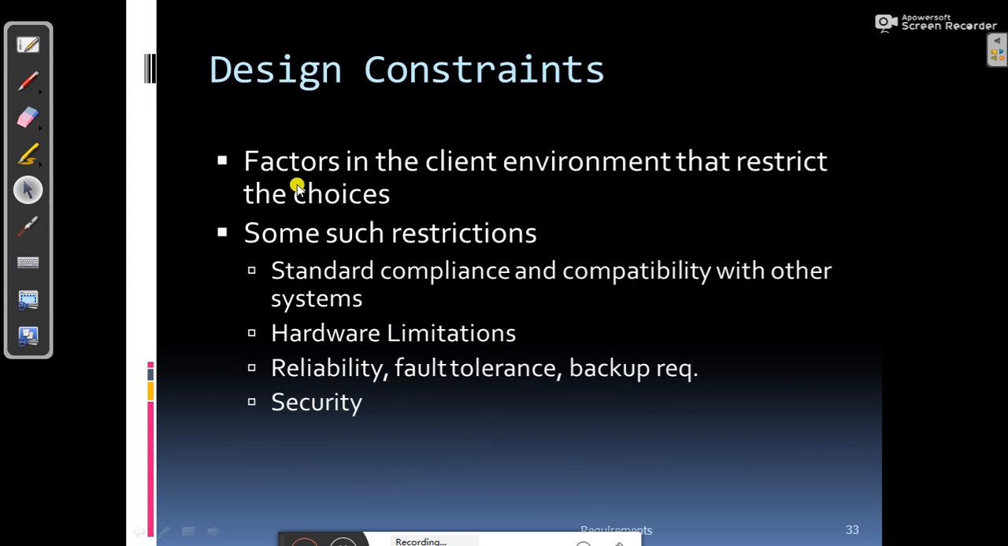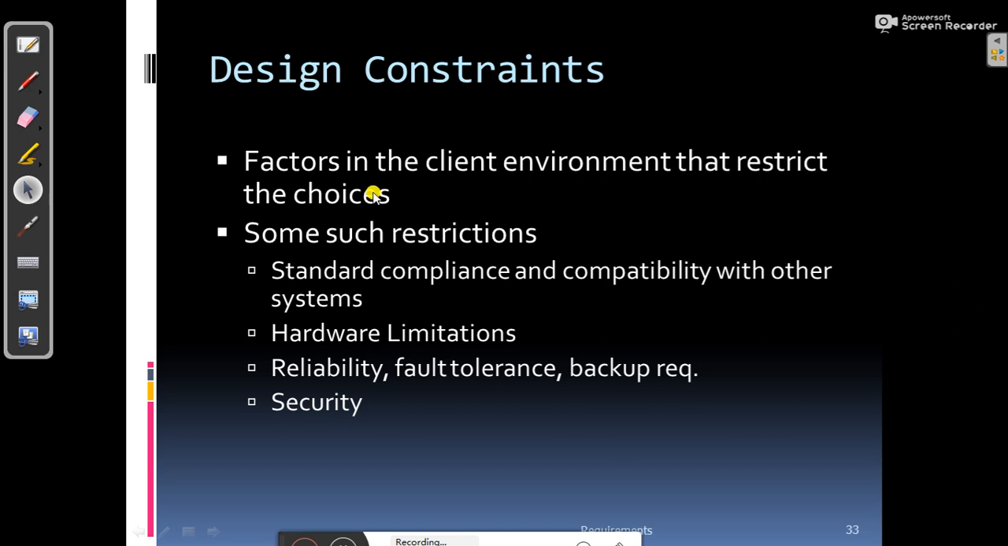And design constraints, like factors in the client environment that restrict the choices. Obviously in some information systems, some inputs or some environments will restrict the users or confine the users to only some specific inputs, or choices might be confined. So those things need to be included in the SRS document.